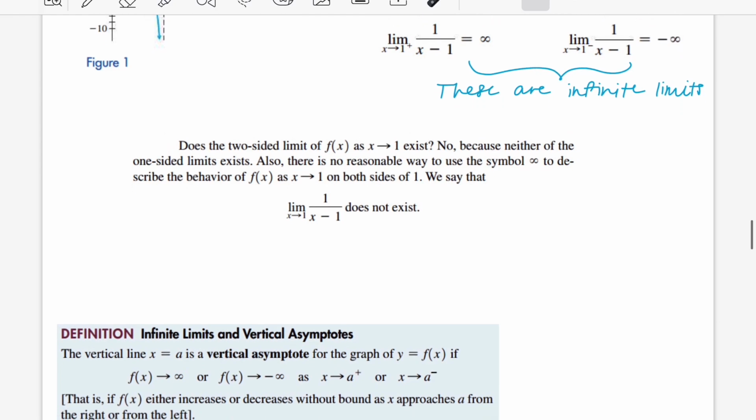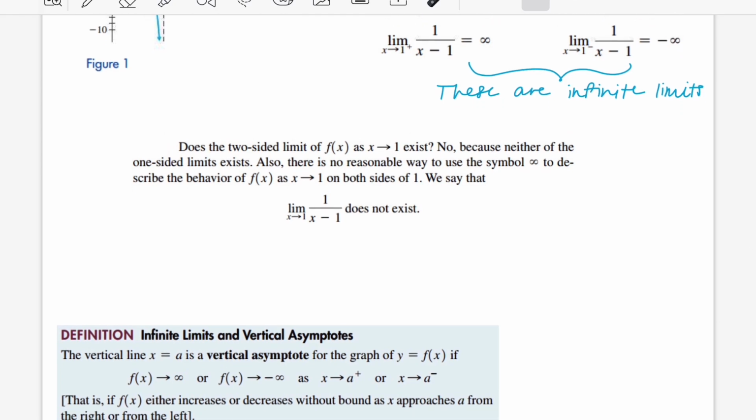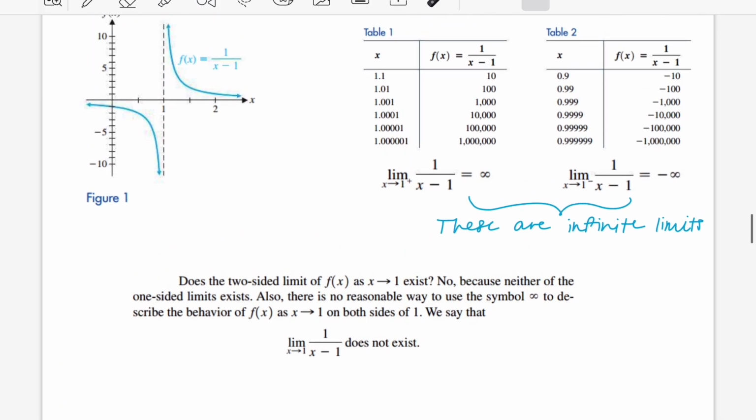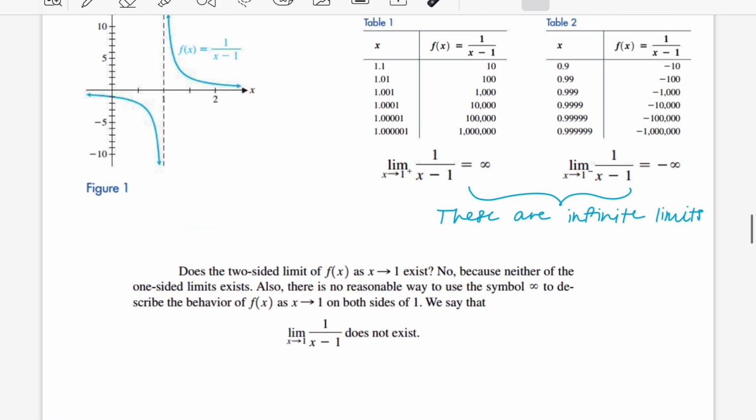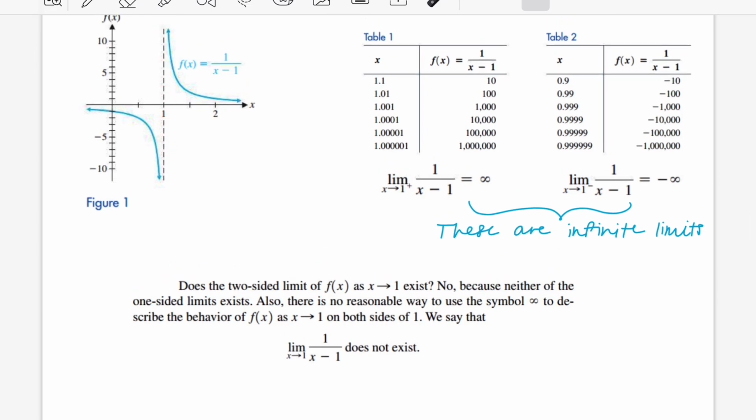All right. This brings us to the definition of a vertical asymptote. So the vertical line x is equal to a is called a vertical asymptote for our graph if our outputs approach infinity or negative infinity as x approaches this number a from the right or from the left. So in the previous example, x would be equal to 1, so our a would be 1, and that would be our vertical asymptote.